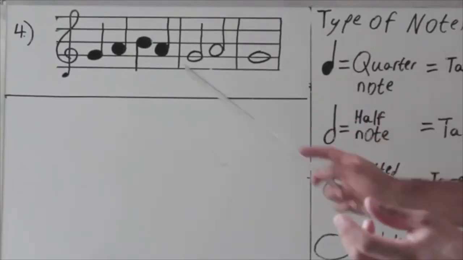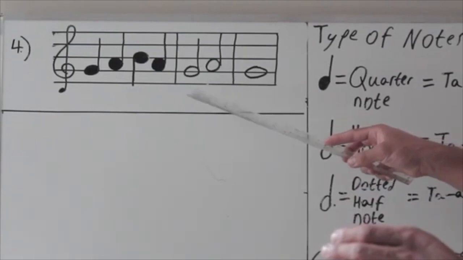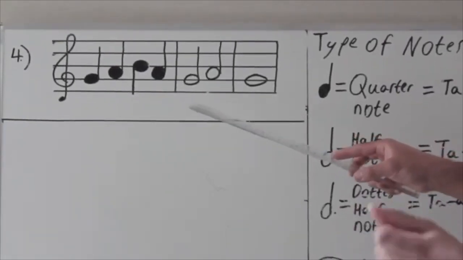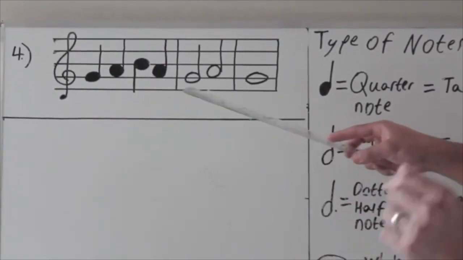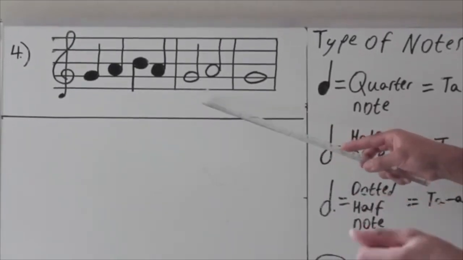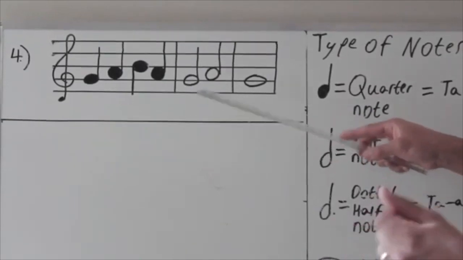Alright, let's take it to the second bar. Just the second bar. Since these are half notes, we're going to say ta-a, ta-a. Alright, say it with me. 3, 2, let's go. Ta-a, ta-a. Again. Ta-a, ta-a. By yourself. One more time by yourself.